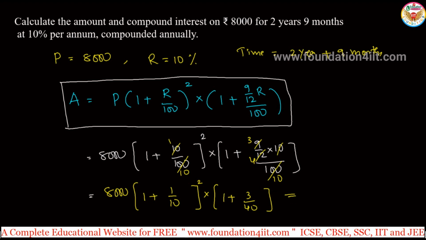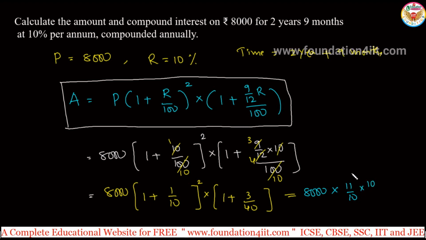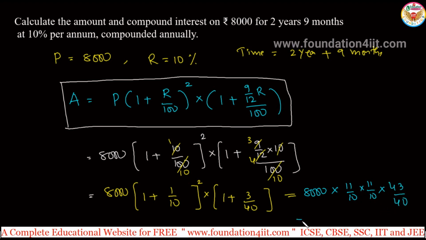This we can simplify more. That means 8,000 into 1 plus 1 by 10 is 11 by 10. 11 by 10 whole square, no, 2 times it is. 11 by 10 it is, into 1 plus 3 by 40, 43 by 40. So if you simplify, there is a final answer.